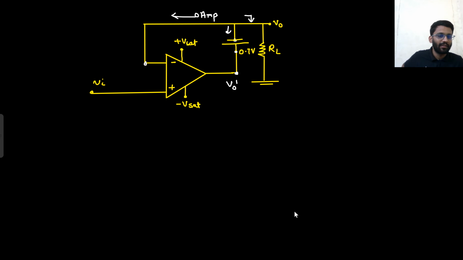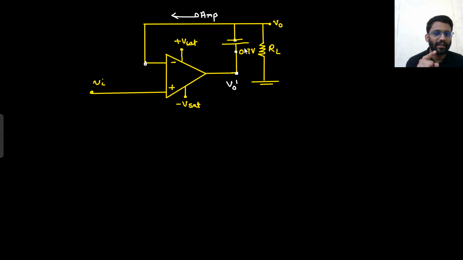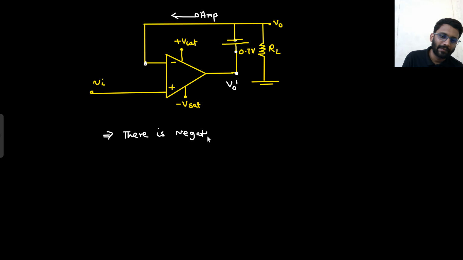Are you getting this point? What did I do? I applied the open circuit test. I got to know that this potential is plus Vset. If this potential is plus Vset, my diode is on. If my diode is on, I can replace it with the simple battery. Then I got to know that there is negative feedback present. If there is negative feedback, that means virtual short is valid.